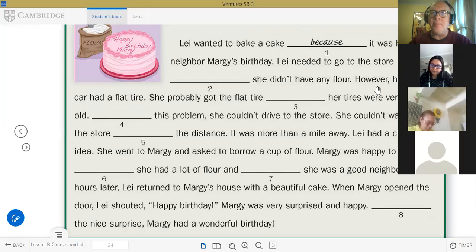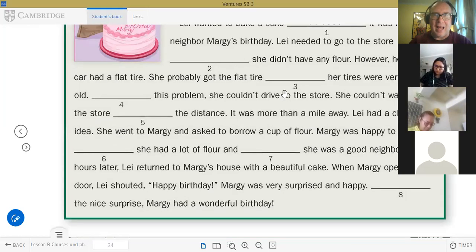All right. However, her car had a flat tire. She probably got the flat tire because her tires were. Is that a subject and verb or just a noun? What is were? It's a verb. Were is a verb, right? So that's a subject and a verb. So we want because. So the first 3 are because.